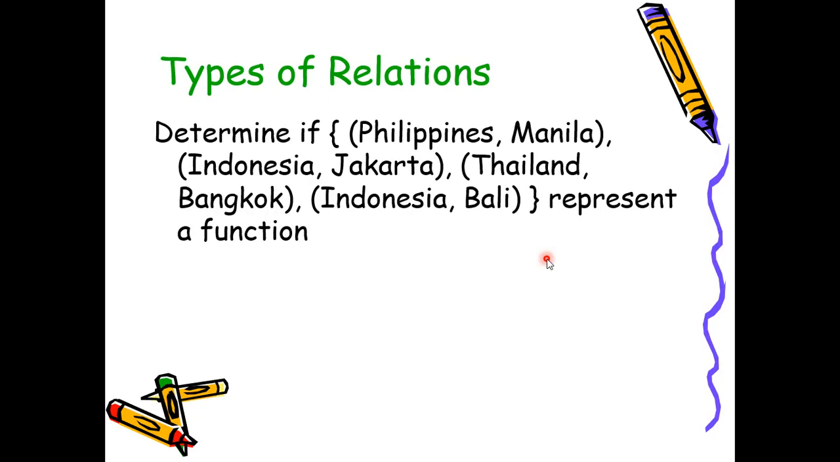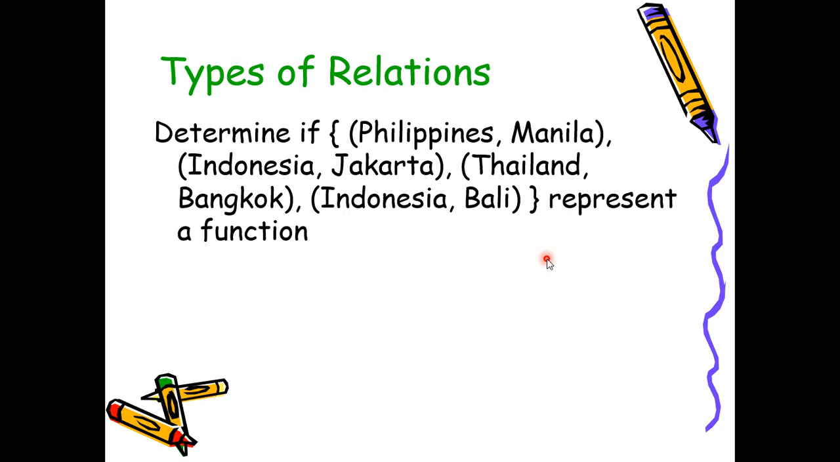ayan. So, determine naman natin kapag ganito si ordered pair. We have the Philippines to Manila, Indonesia to Jakarta, Thailand to Bangkok, Indonesia, Bali. Let's say if this ordered pair can represent a function. Okay, just like what I did on the example number 1, una po natin gagawin is to list down all the domains, list down all the range.